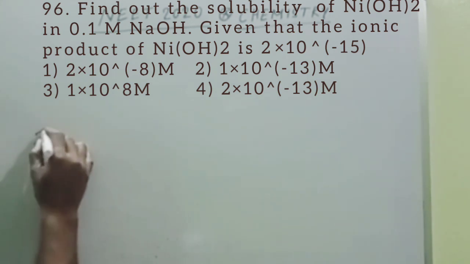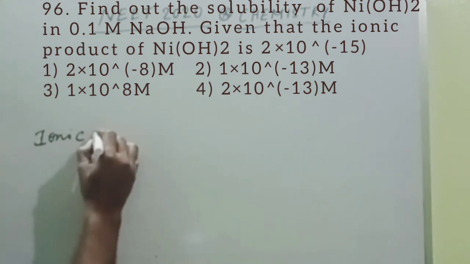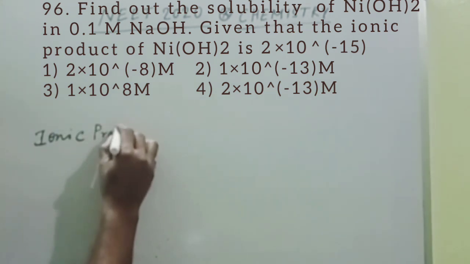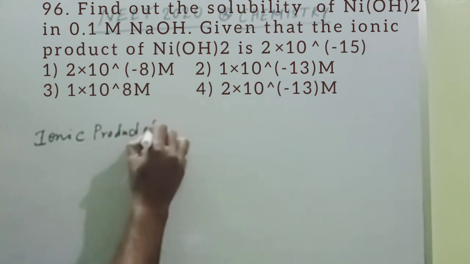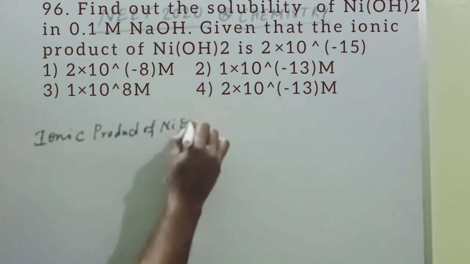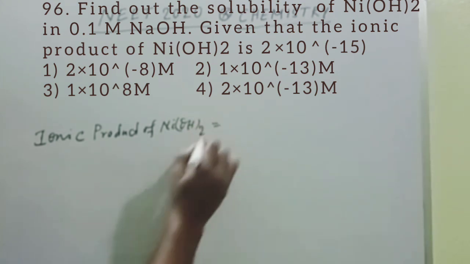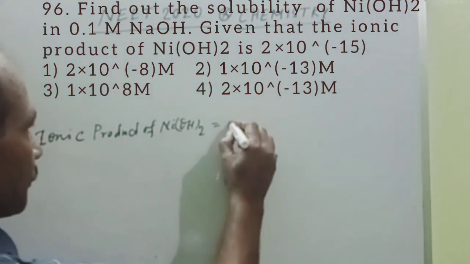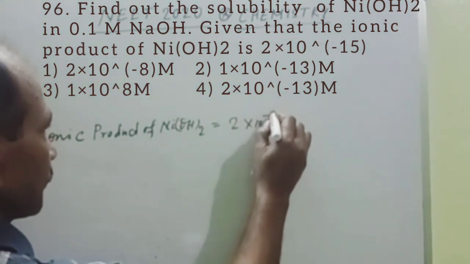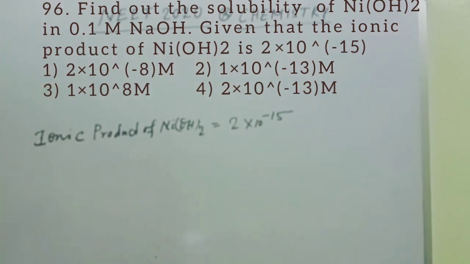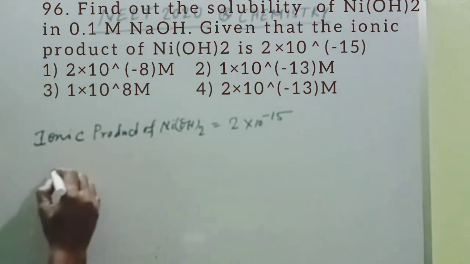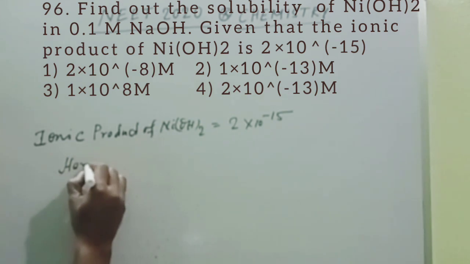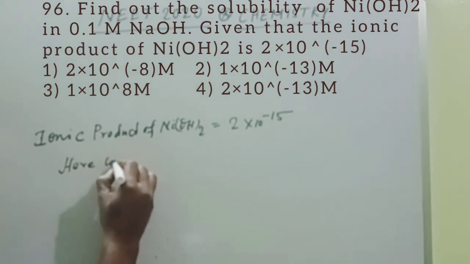Question number 96. Find out the solubility of Ni(OH)2 in 0.1 molar NaOH solution, given that the ionic product of Ni(OH)2 is 2 into 10 to the minus 15. Option 1, 2 into 10 to the minus 8 molar. Option 2, 1 into 10 to the power minus 13 molar. Option 3, 1 into 10 to the power 8 molar. Option 4, 2 into 10 to the power minus 13 molar.